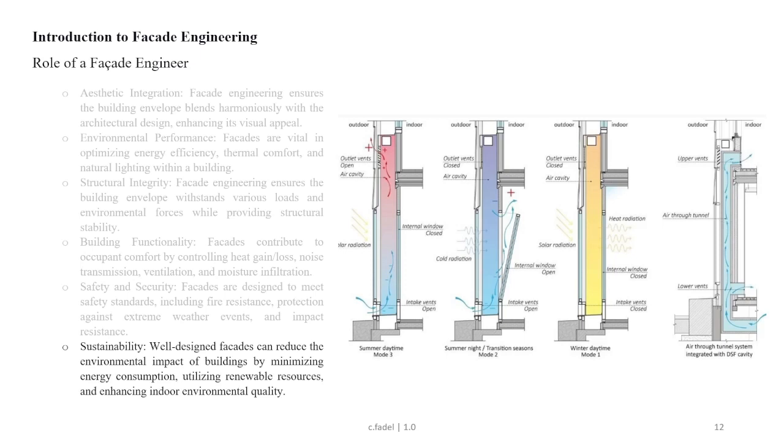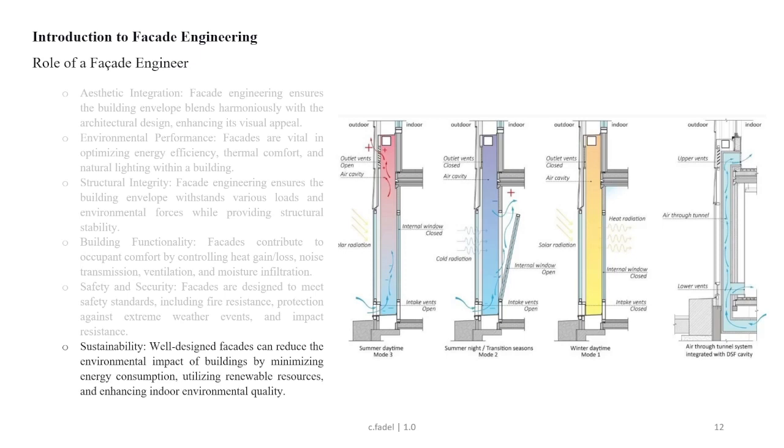So therefore, we have to design a facade which is energy efficient by reducing energy consumption, by optimizing the building thermal performance, for example, and incorporating insulated materials, efficient glazing systems, and shading devices, for example. So therefore, we can reduce the reliance on the mechanical heating and cooling system.